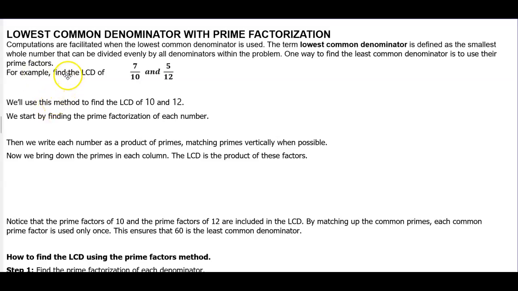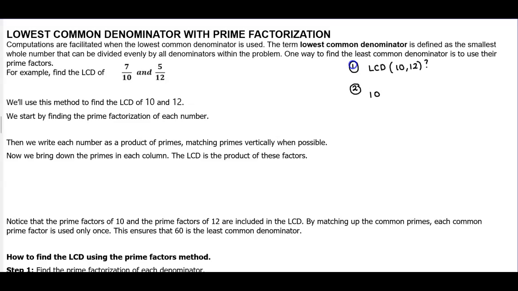For example, we want to find the least common denominator, or LCD, of the fractions 7 over 10 and 5 over 12. So we're going to use this method to find the least common denominator of 10 and 12. We're going to start by finding the prime factorization of each number. So the first step is, again, we're looking for the LCD between 10 and 12, so we want to find the prime factorization of each number.